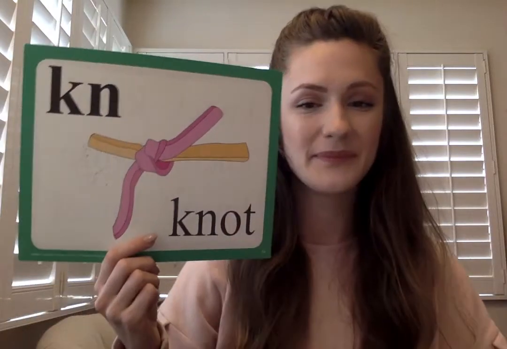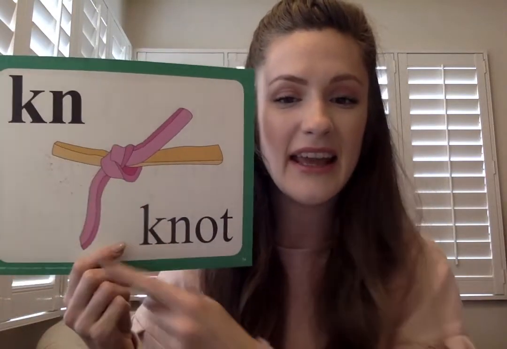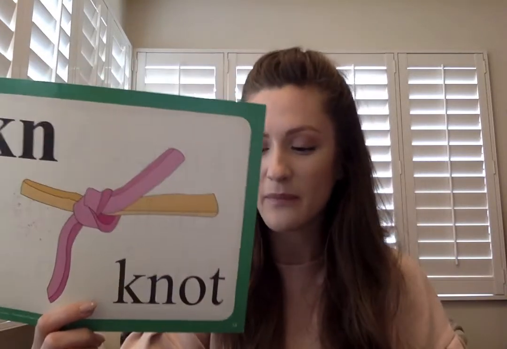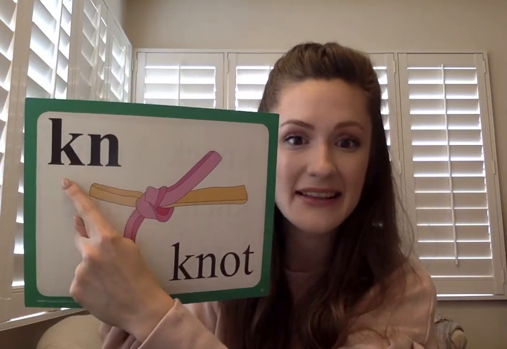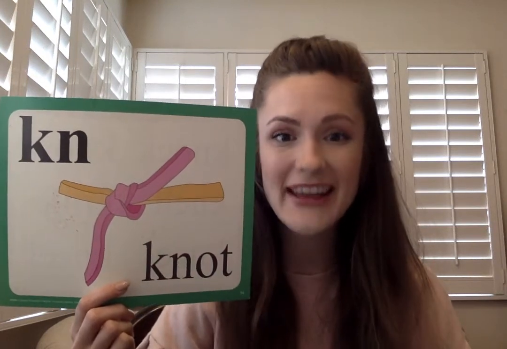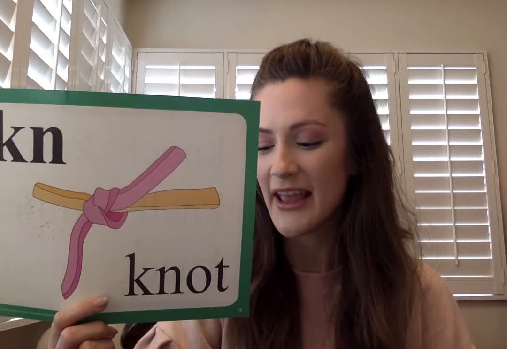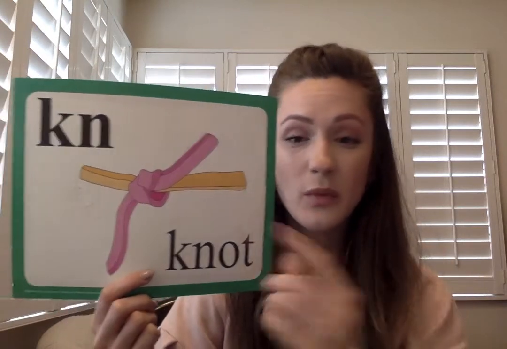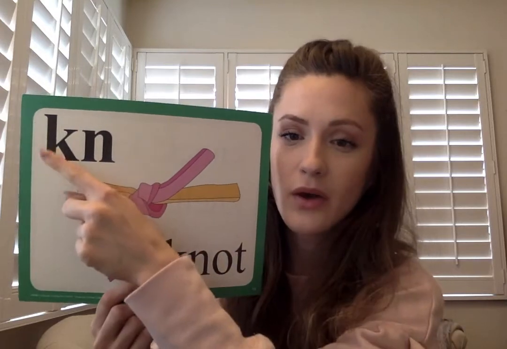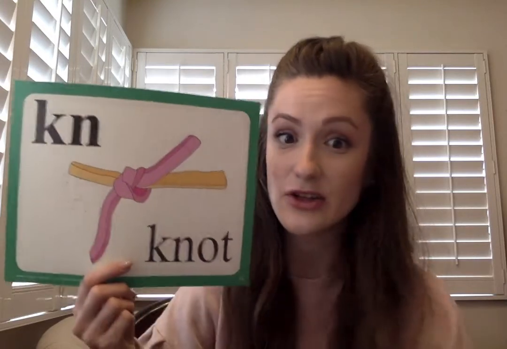Now, the one we're going to learn today is N in not, K-N. Now remember, the K is silent. That means the only sound you're going to hear is the N sound. So listen, it comes always at the beginning of the word. Whenever you see the KN at the beginning of the word, know this K is silent. Don't let it trick you.